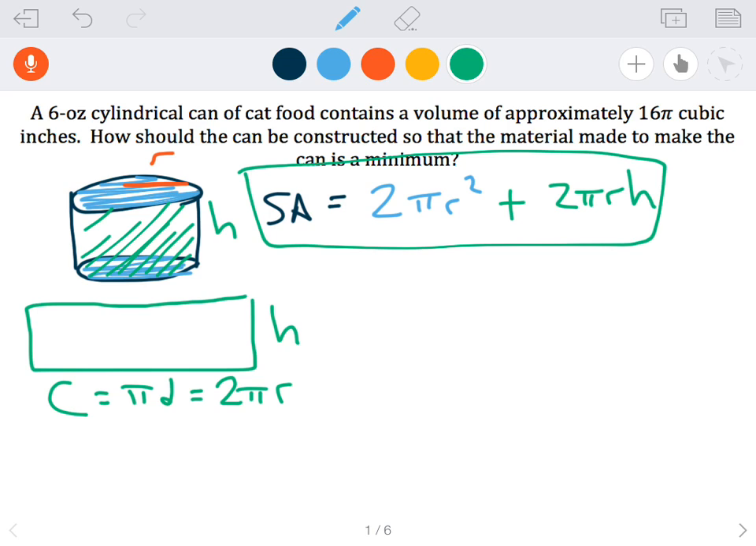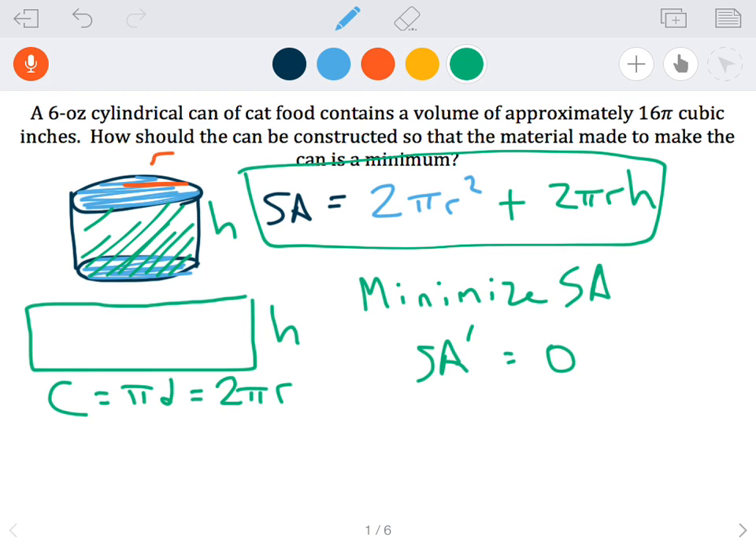And I want to know, where is that a minimum? I want to minimize the surface area. And we know from earlier, if I want to find the minimum of a function, I need to find its derivative and set it equal to 0. I need to find my critical numbers. And then I can do first derivative test, second derivative test, if I need to figure out which one of those critical numbers will give me a minimum.